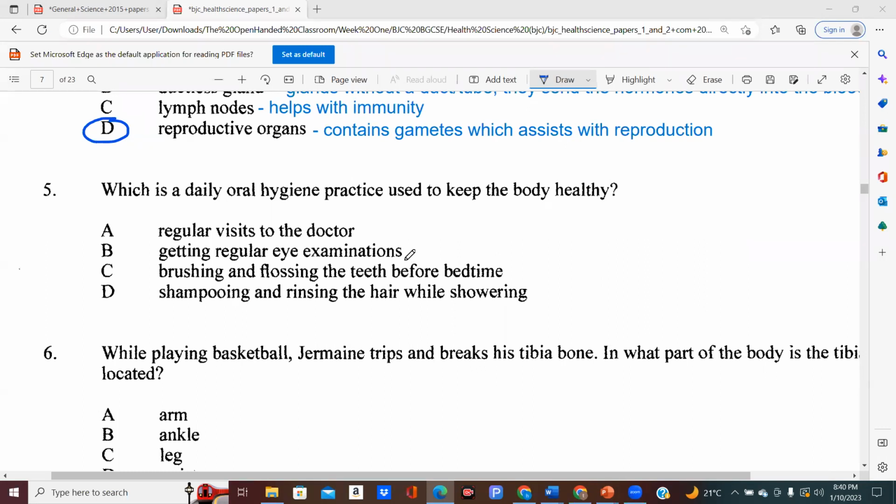Okay. And it's also oral, which is through the mouth. Something that you should do daily. Very good. It's something that you should do daily. I like that answer. That you should do daily.